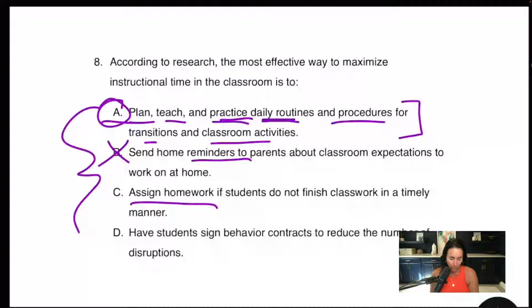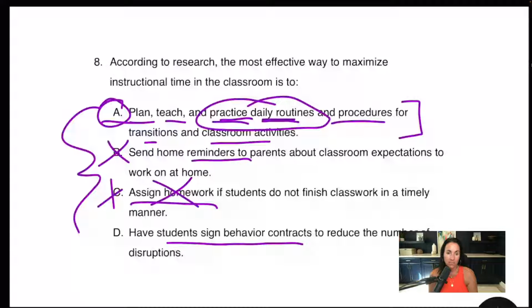C, assign homework right away. Boom, homework is out. Bad word on the exam. D, have students sign behavior contracts. Okay, you might like this one, and behavior contracts can work. But you know what works better? Practice routines and procedures, because students then know your expectations and they do the same thing over and over again and they know how to act. And when they start to act up again, we go back and practice those daily routines and procedures. So D is out. A is the best answer.